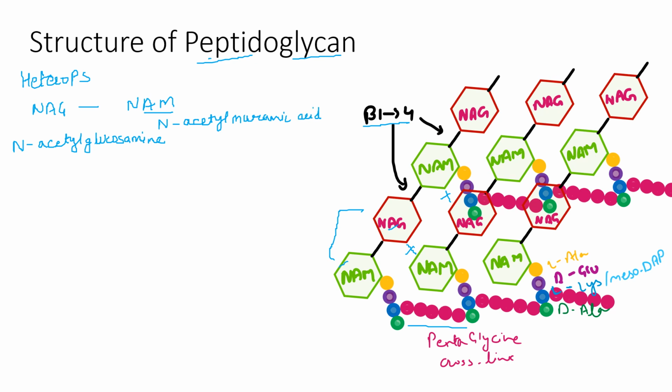We had talked about these structures in our previous lecture, so you can go back and look there. Both of them are actually amino sugars, and it is a linear polymer, or we can say unbranched. Now these linear chains are cross-linked by peptide.